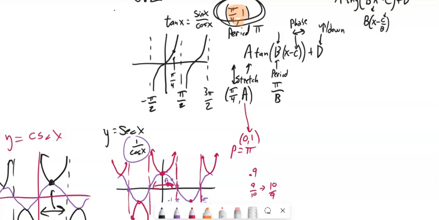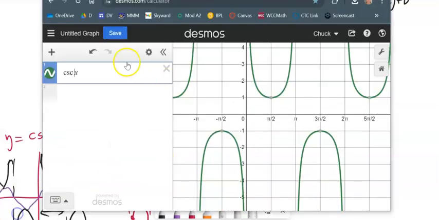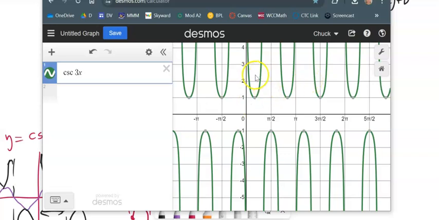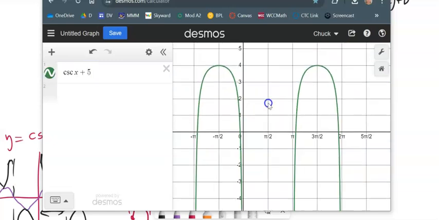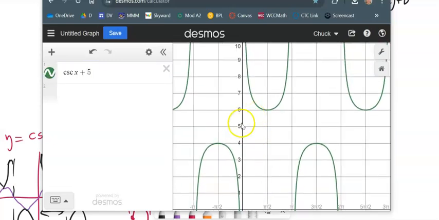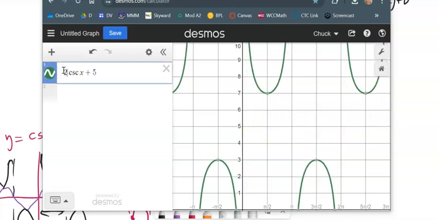And what I'm going to encourage you to do is play around with decimals with it. What happens if I multiply this by 3? Oh, it makes it go 3 times as fast. It makes the period pi over 3. What happens if I add 5 out here? It moves it up or down 5, right? My midline's at 5 and it's 1 away from that. And then if I double this, it'll stretch it 2 away from that 5.